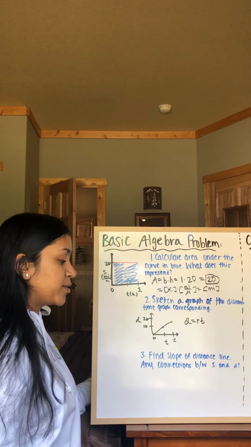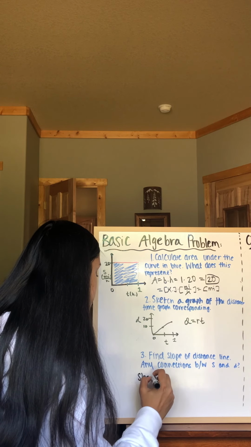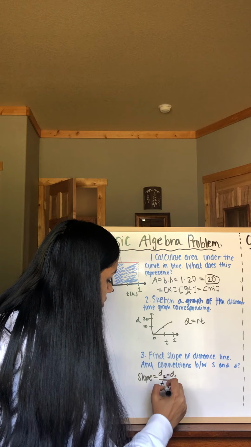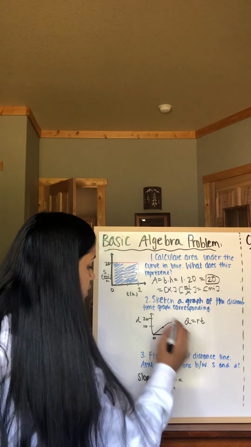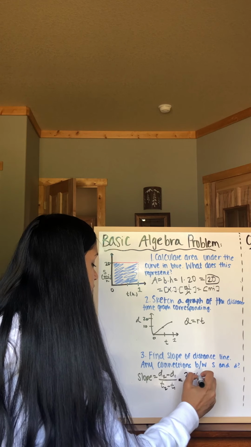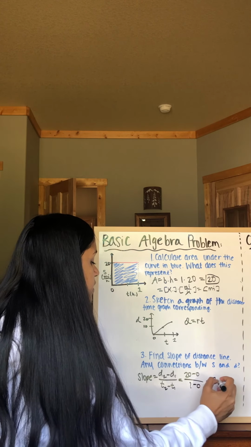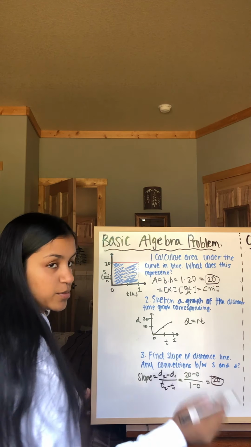Number 3, find the slope of the distance line. Are there any connections between speed and distance? Slope equals d2 minus d1 over t2 minus t1. Our final distance is 20 miles minus 0. Our final time is 1 minus 0. So our slope of this line is 20.